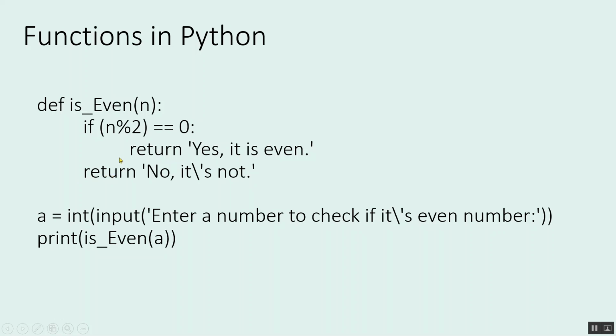Okay? So we call it a dead code. Sometimes it is unreachable, sometimes it is reachable. Okay? Depends on the condition. So if this becomes true, it would return to the main program, with the no it's not string as dead code. Okay? Now if this condition turns out to be false, it would ignore the return yes it is even and would automatically go to return no it's not. Okay? As simple as that.